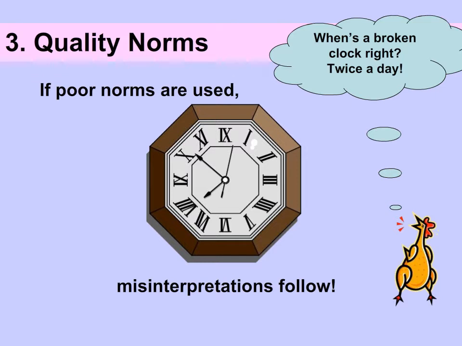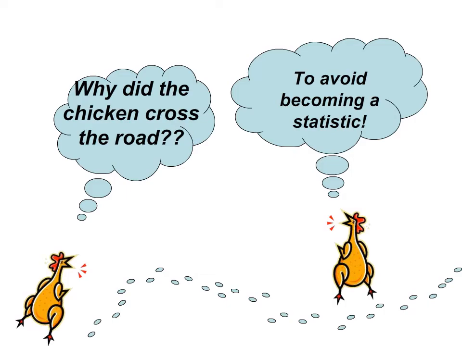Seriously, would you buy a broken clock and use it? No. Then don't buy a broken test. Why did the chicken cross the road? To avoid becoming a statistic.